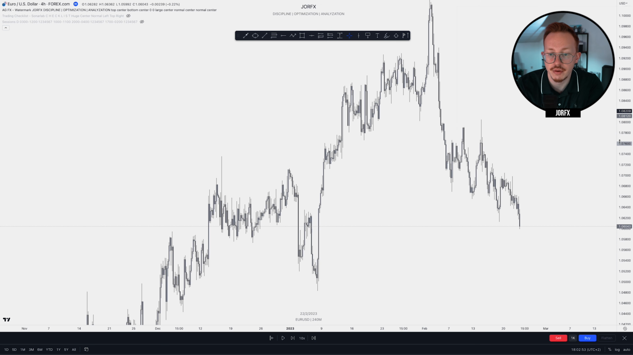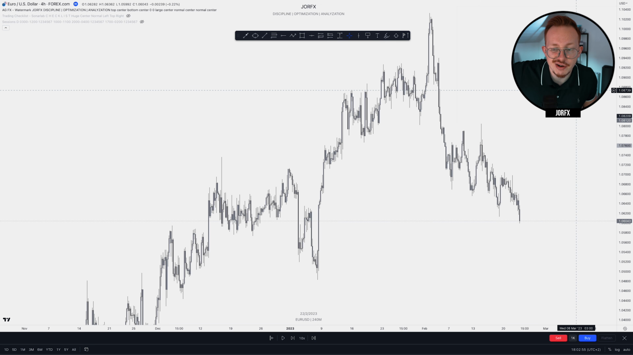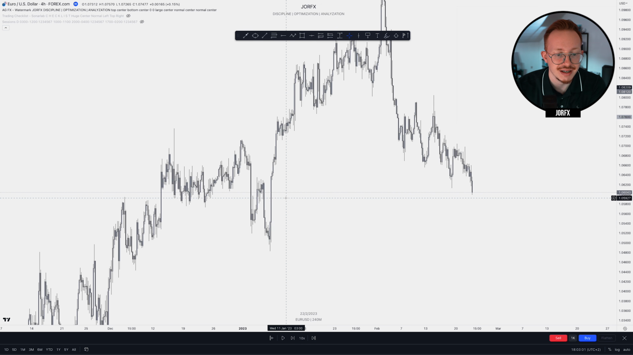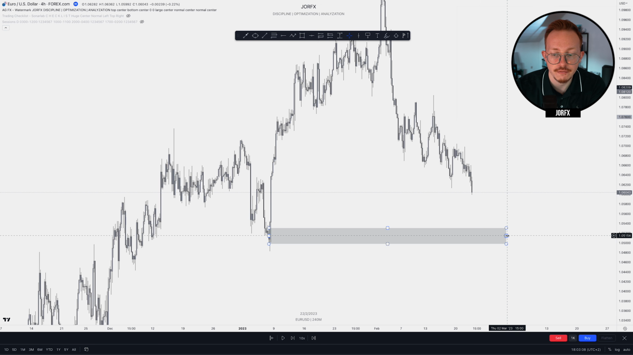Right now we're on the 4 hour. And now I'm going to show you how I combine basically all of the time frames together. So on the 4 hour, as you can see, we are on a strong incline. So we are going to look for basically the 4 hour demand zones. Right here we have a 4 hour demand zone.